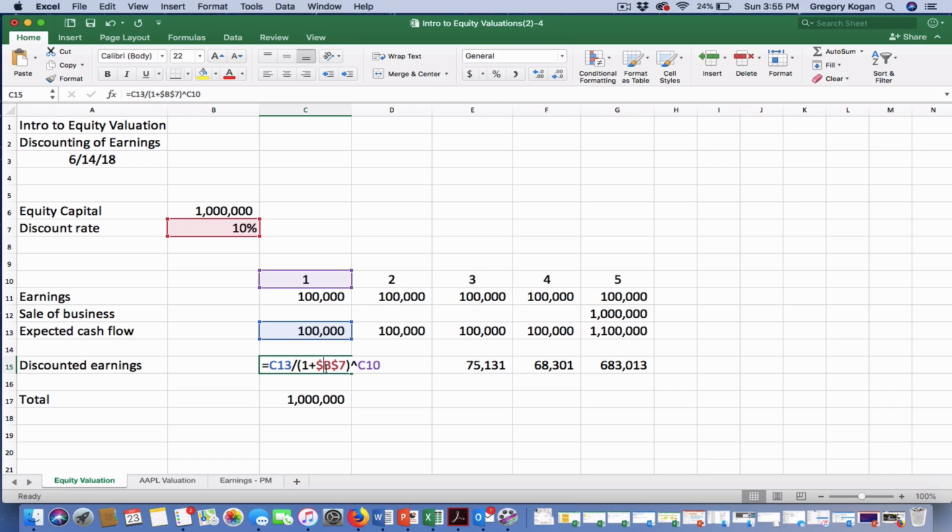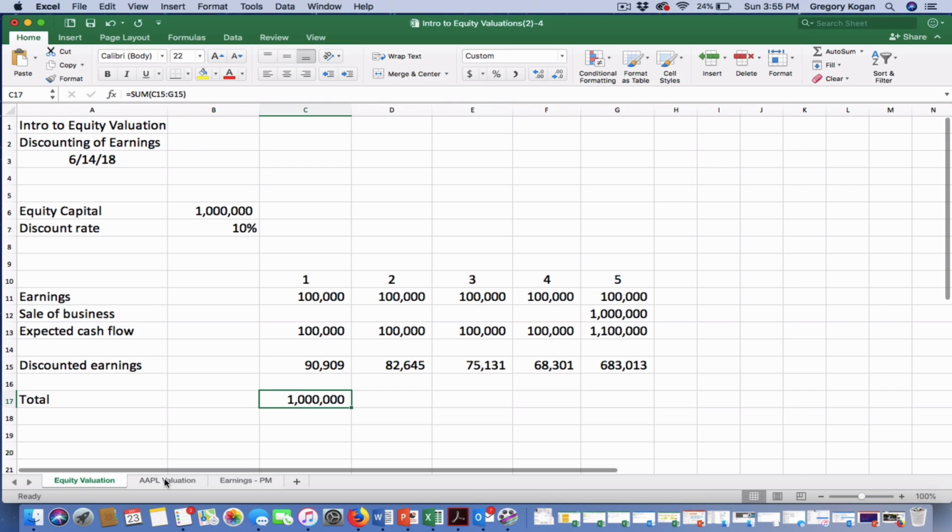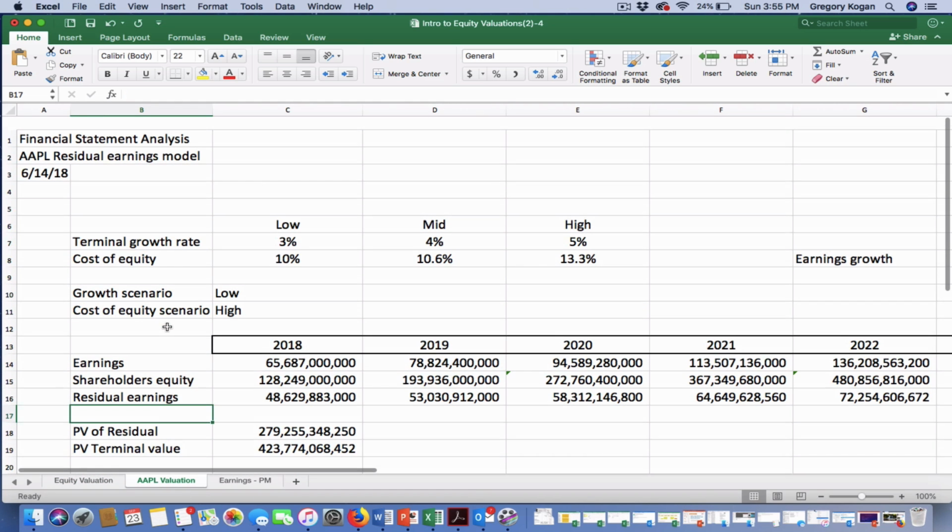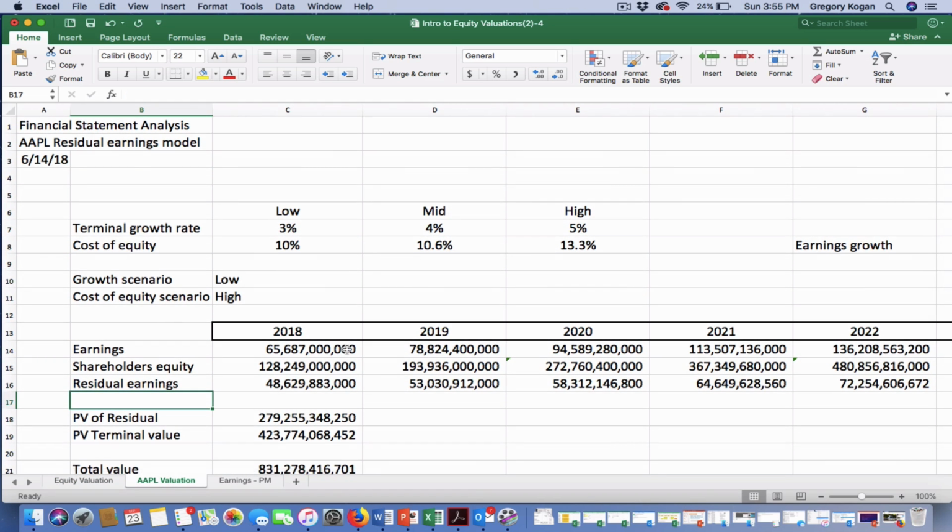That's obviously because the discount rate here is 10%, and everything turns out perfectly. Now, how would we do the same thing for a company? For example, I did a valuation model for Apple, and this is called a residual earnings model.